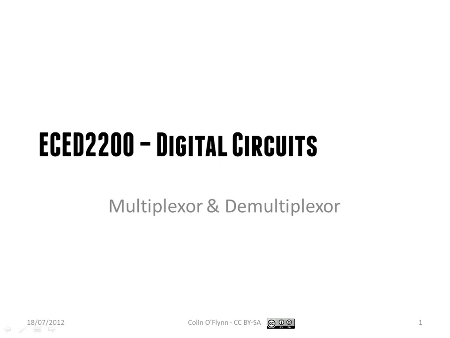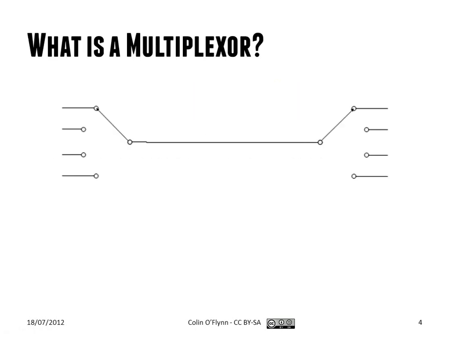Multiplexers. The idea being that a multiplexer is where we have multiple inputs, and we switch it to just a single output. So we could have, here, four inputs and one output. A demultiplexer, we'll talk about later, is sort of the other side here. So the multiplexer just does multiple inputs to a single output.